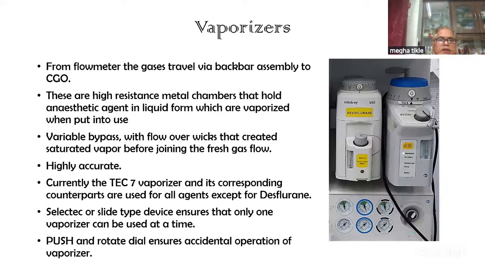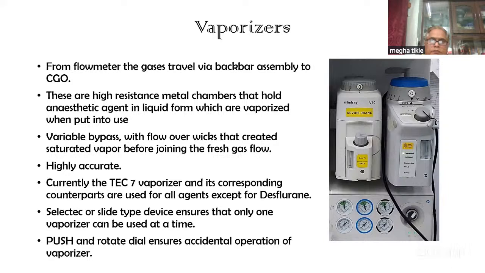Now, vaporizers are generally high resistance metal chambers that hold anesthetic agent in liquid form and are vaporized when put to use. Most of the vaporizers are variable bypass with flow over the wick that creates saturated vapor before joining the gas. There is usually a splitting ratio. Part of the fresh gas is going into the vaporizing chamber, getting saturated with the vapor, and then comes back and joins the main flow of the gas. Currently, Tec 7 vaporizer and corresponding counterparts are used for all agents except for desflurane, which is still a Tec 6 vaporizer.